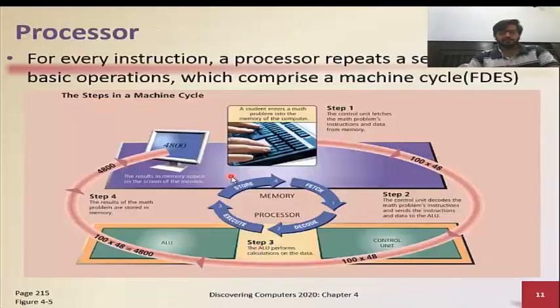And that process we discussed earlier is also called a machine cycle. It's a FDES cycle. So in this diagram we see a machine cycle here. F stands for fetch, D for decode, E for execute, and S for store. So what happens in this diagram? Look at this, the purple strip is your memory unit, it's your RAM, your volatile storage, and then we have a processor available, with the ALU and CU here.